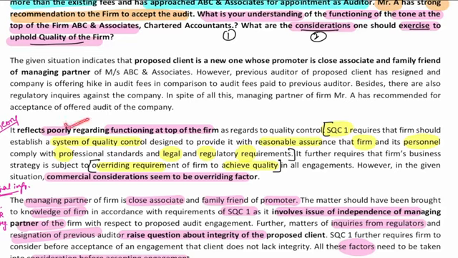It reflects poorly regarding the functioning of the top of the firm. Here the commercial consideration, that is the money, seems to be an overriding factor. It is given the priority. Okay, sir. This yellow part is nothing but the SQC-1 objective, that there should be a system of quality control to give a reasonable assurance that the firm and the personnel comply with the PRL requirement, that is professional standards, regulatory and legal requirement.